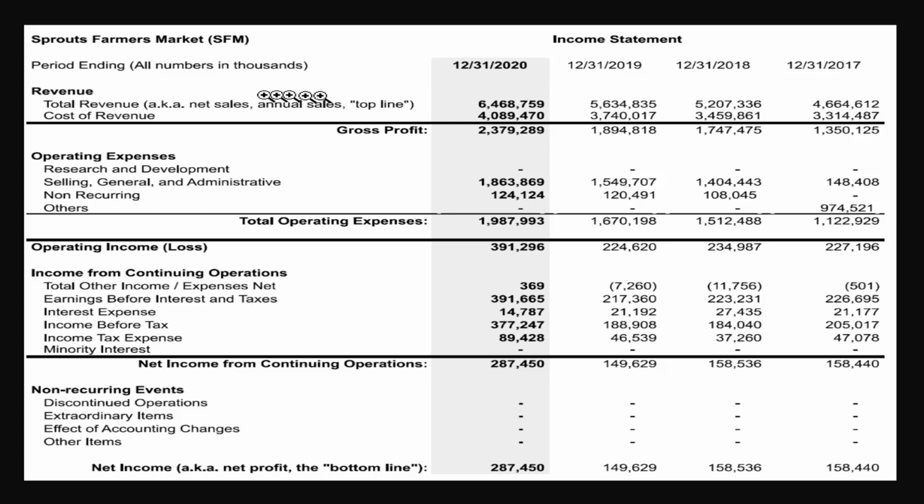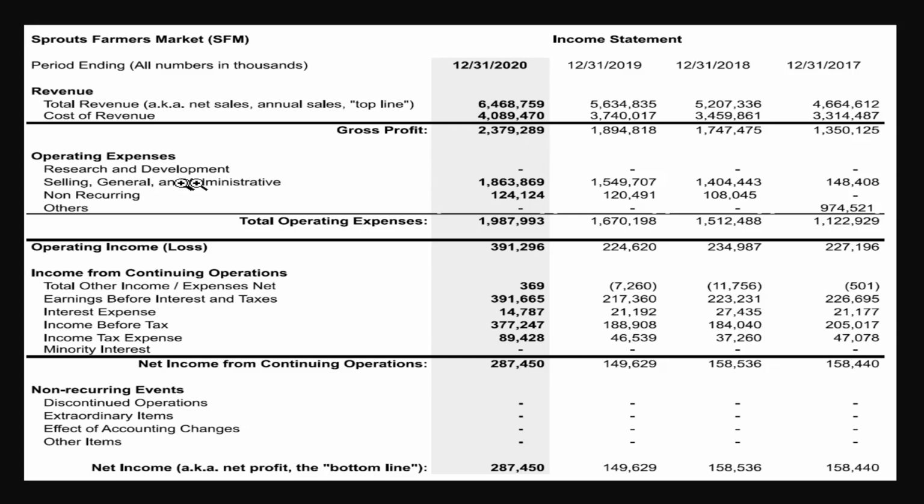I'm sorry, this is called the top line number, and maybe some of you heard that discussed when you listened to the earnings call of the companies of your choice. This is the top line number, the revenue. The cost of revenue, or sometimes called the cost of goods sold, is how much we had to pay. Now, of course, Sprouts just buys milk and meat products and produce from somebody else. They're the grocer. So they had to pay for those things. And then you wind up with gross profit.